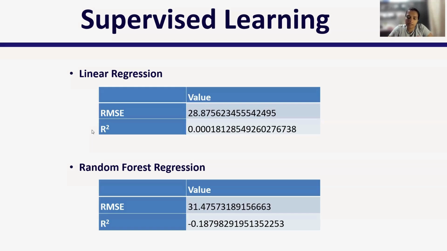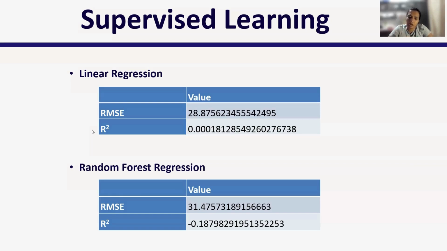And next, the result from the random forest. There the RMSE value was 31.48, which is slightly higher than that of the linear regression. This means predictions are, on average, a bit less accurate. So we can conclude that part.